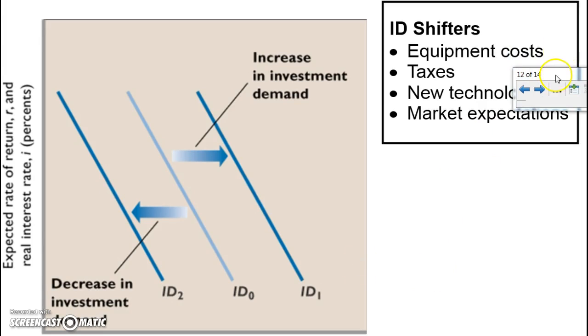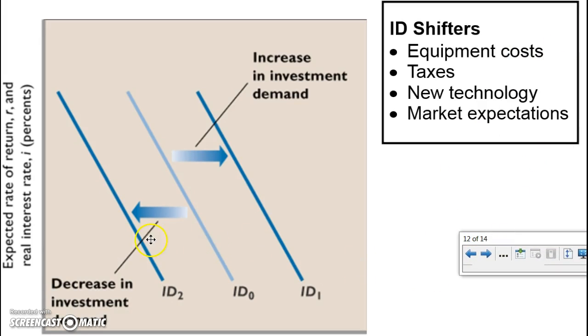There are things that can shift this investment demand curve. So it's possible for there to be more investments at a constant interest rate or fewer investments at a constant interest rate. Those would be things like the cost of actually buying equipment. So if computers get cheaper, then more people are going to be willing to buy them even at a 10% interest rate. There can be tax incentives, right? The government can give people tax breaks for investing in new capital.